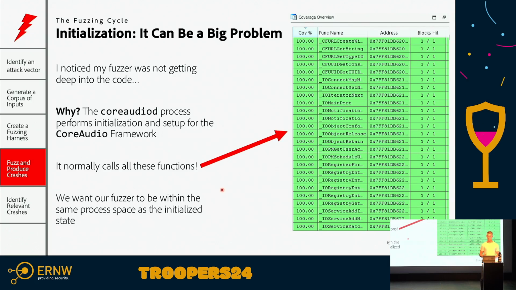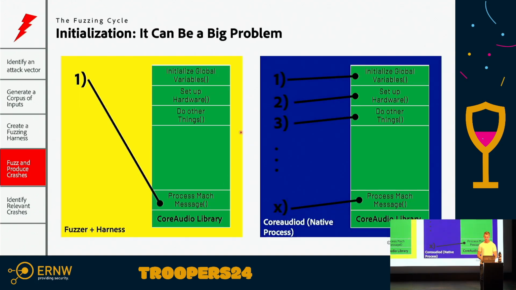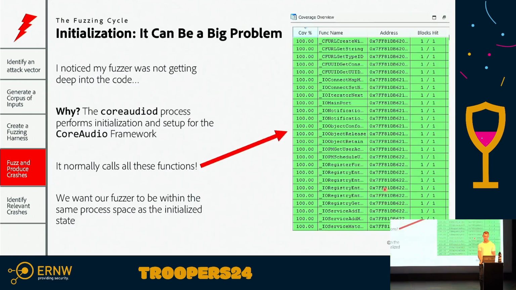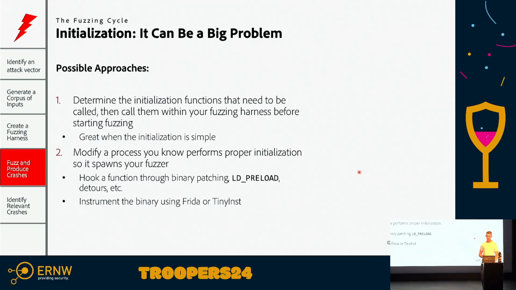So we want our fuzzer to be in the same process space as this initialized state. The core audio daemon did a bunch of work to set up the core audio framework to a state where it can receive messages, and we want to be able to fuzz in that same state. Otherwise, we're not going to get very far.